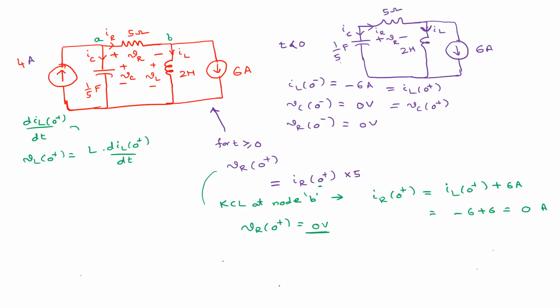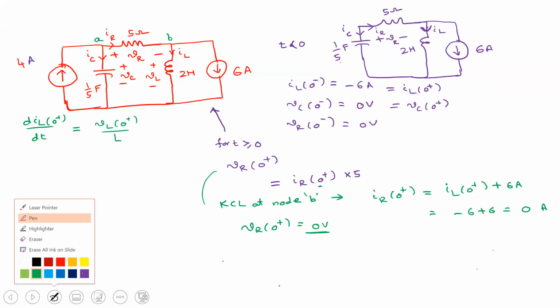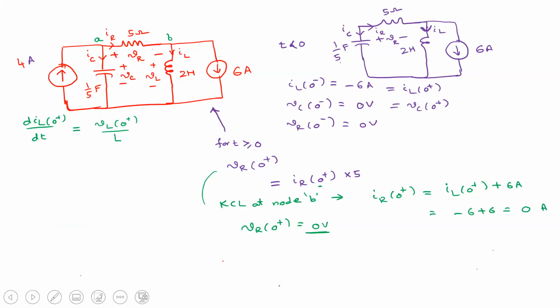Right? So from this, what is the value of dIL by dt? It will be equal to VL of 0 plus by L, right? Agree? Yes, sir. Okay. So what is our next objective? Our next objective is to find VL of 0 plus. Tell me how to find VL of 0 plus. By applying KVL.